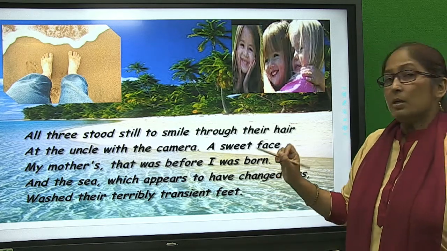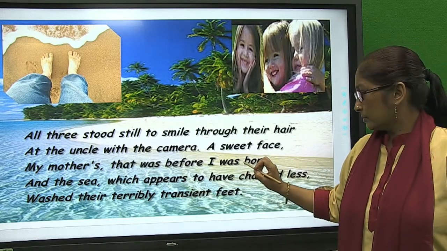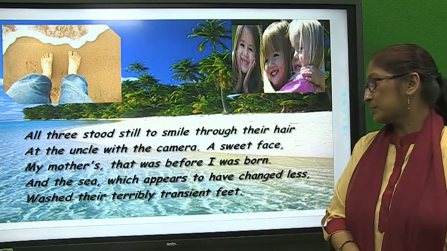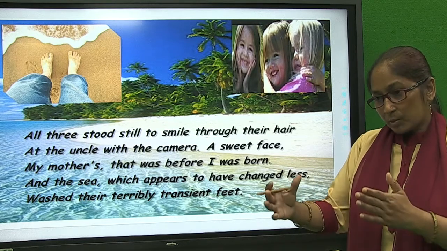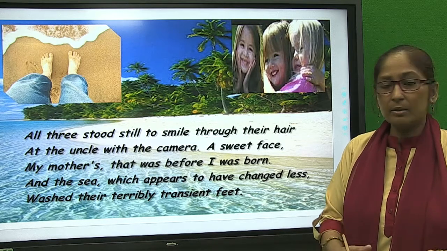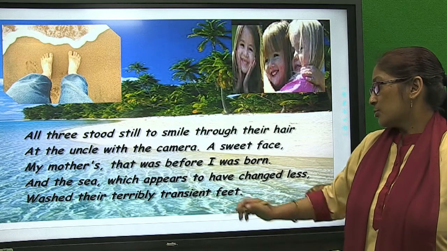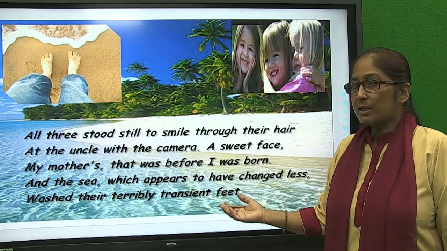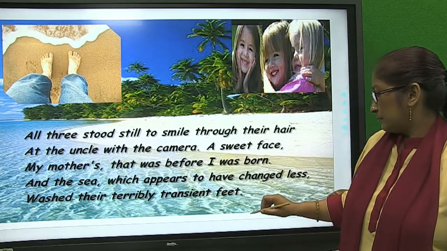And that was washing the print of the feet of the poet's mother and her two cousins. वो जो समुद्र है उनकी माँ के उन पैरों के निशानों को वॉश कर रहा है जो कि एक दिन मिट जाएंगे. And they have been removed because her mother is no more now. So terribly transient: transient means movable, which will be removed from the world.